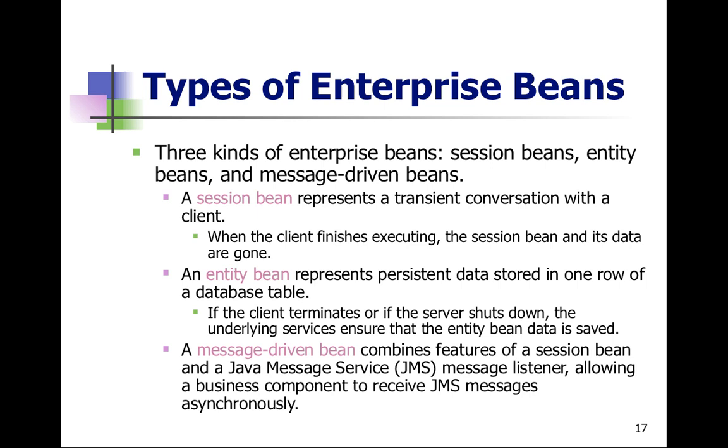Okay, so if the client terminates or if the server shuts down, the underlying service ensures that the entity data, the bean itself, is saved. Let's say, for example, you went to the ATM machine and you deposited a check, and in the middle of the transaction, the system died because you have bad weather and the power died. Well, the entity bean is going to take care of that. It has the data. It has everything that you basically were doing. It knows exactly, and it can roll back and commit, can do anything, depending upon the situation.